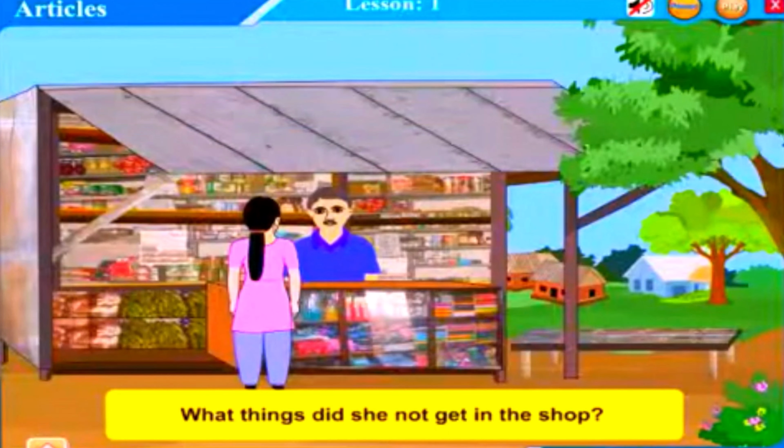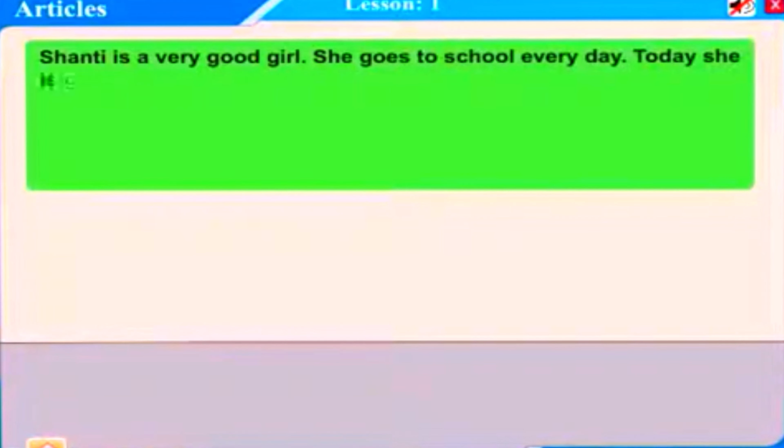What things did she not get in the shop? Shanti is a very good girl. She goes to school every day. Today she is getting prepared for her school.